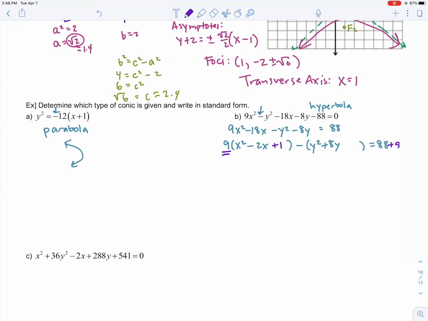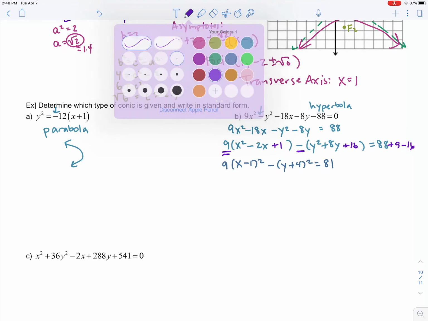Now I can complete the square inside the parentheses, so here I'll add 1, but I actually added a 9 because we have a factor of 9 right here. Here I'm adding 16. Actually, it's being subtracted, so I'll take that into account over here as well. So now I can factor these as perfect square trinomials. And then I have 88 plus 9, it's 97 minus 16, 81.